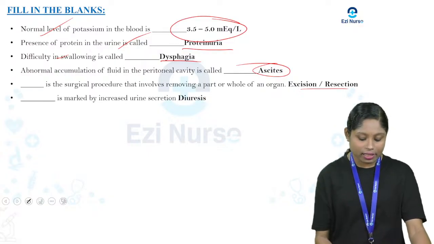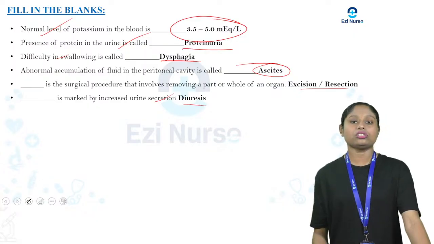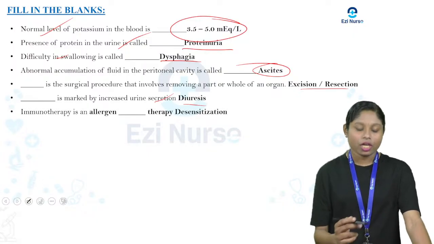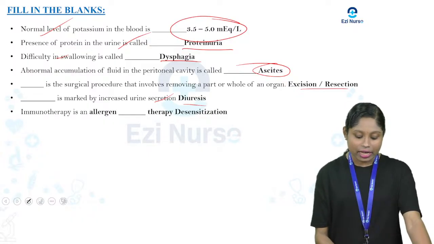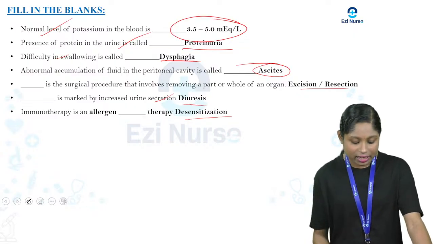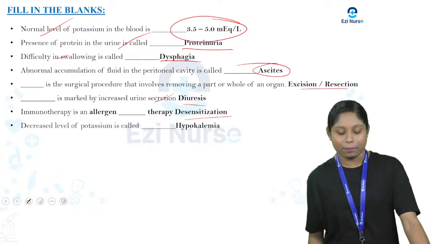Dash is marked as an increase in urine secretion. Diuresis. Diuresis will be helping in increased urine secretion. Immunotherapy is an allergen dash therapy, desensitization therapy. Immunotherapy is an allergen desensitization therapy.